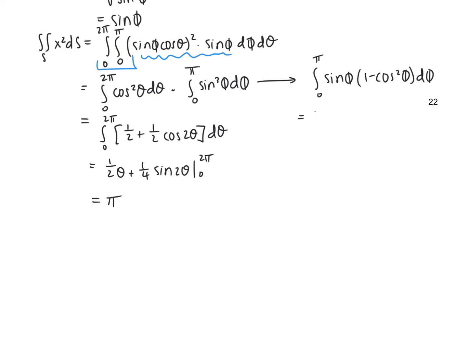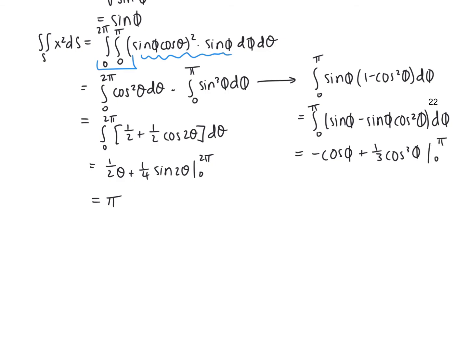Okay, the reason I would do this is if I multiply it out, I get sine of phi, subtract sine of phi cosine squared phi, d phi, and then I can integrate that. So this becomes negative cosine of phi, add 1/3 cosine cubed of phi, evaluated from 0 to pi. So when I substitute in pi, I'm going to get 1 subtract 1/3. When I substitute in 0, I'm going to get negative 1 add 1/3, which is 4/3.